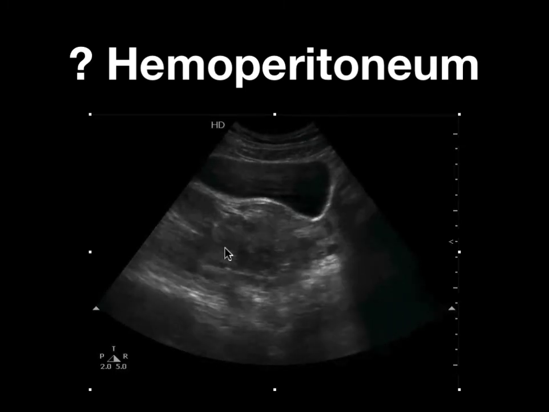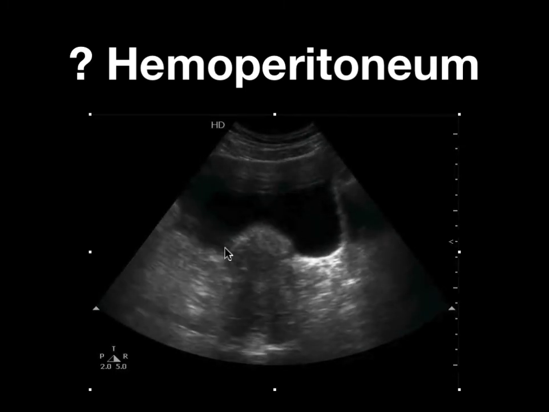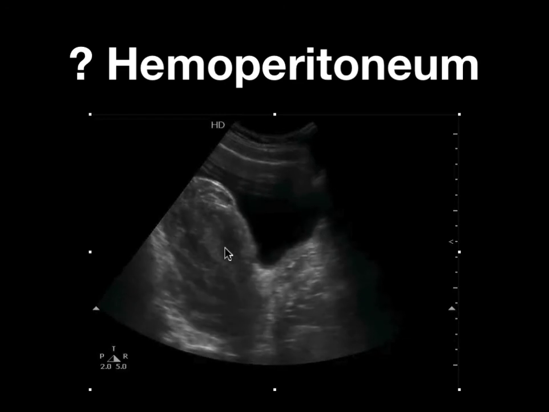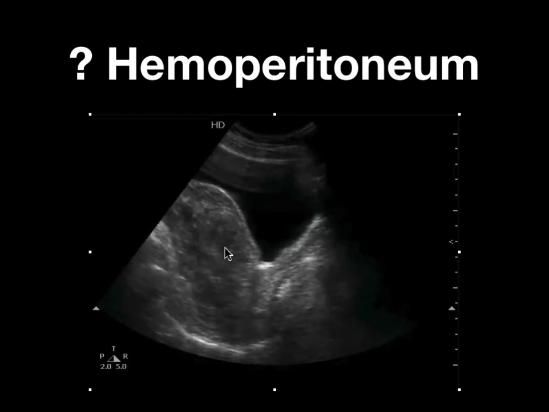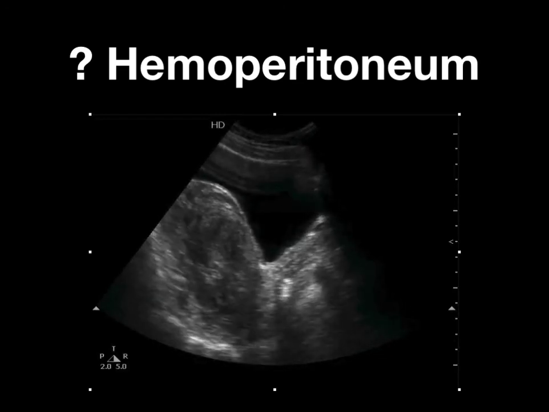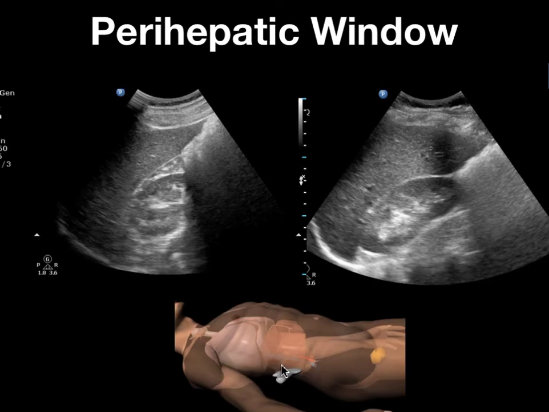The fact that there's no anechoic free fluid made it easy for the clinician to miss this. So you've got to be aware of the presence of echogenic free fluid. And don't forget to do the perihepatic window if you're suspicious for ruptured ectopic. That's going to be an intercostal oblique window with the indicator directed towards the patient's head, somewhere between the 8th and 11th intercostal spaces at about the mid-axillary line.